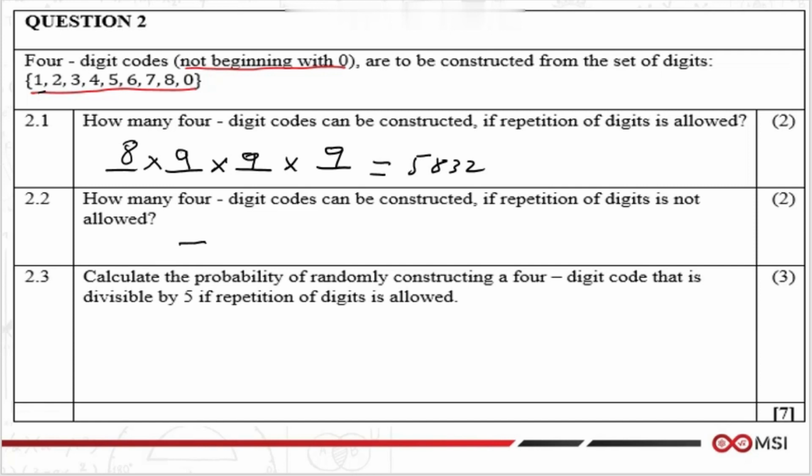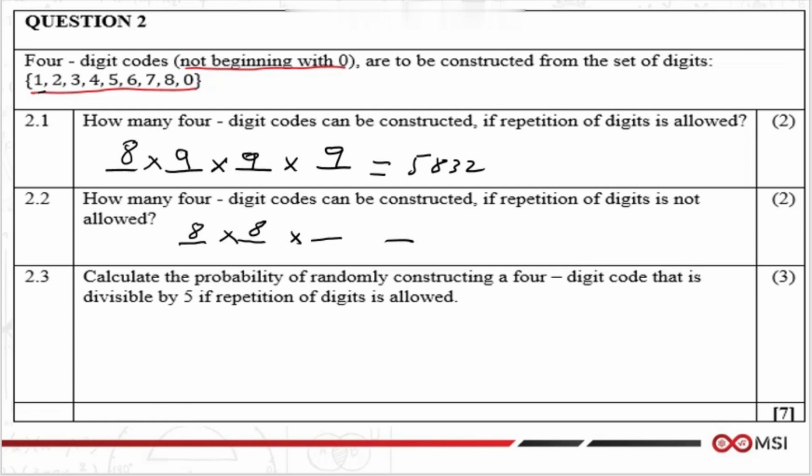Now we need 4 dashes. 1, 2, 3, 4. Not beginning with 0, meaning that we are not considering 0 in this case for the first position. So we are looking at 8 digits. How many digits left now? Is 7 digits. And then we take that 0, we put aside back. How many digits are we looking at now? We are looking at 8 digits to get that digit for the second position.